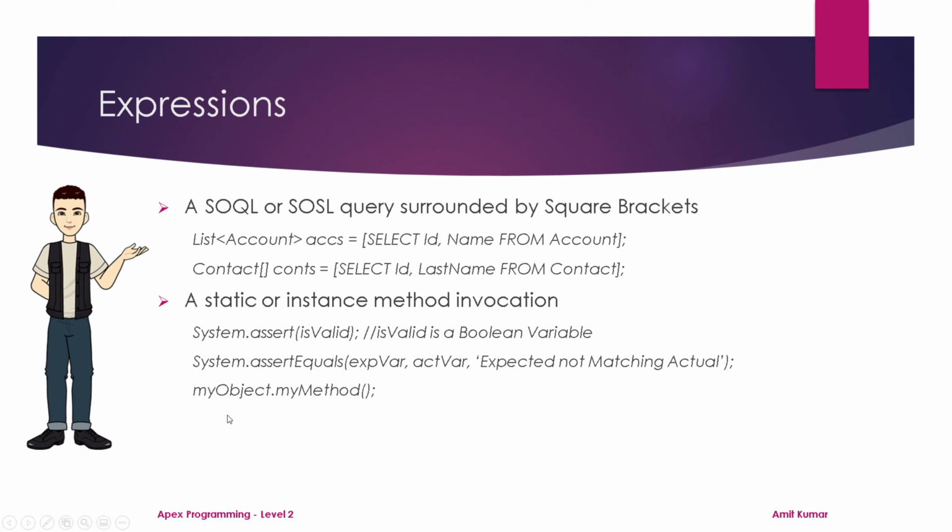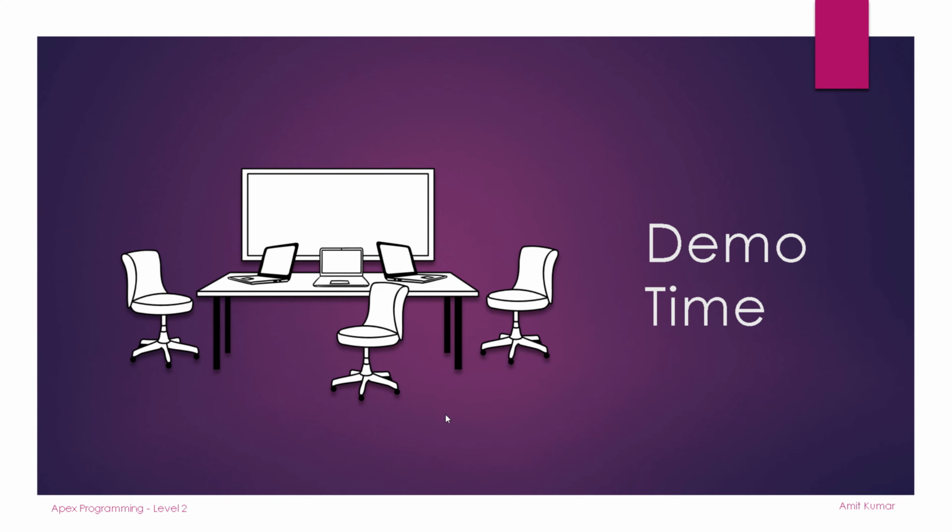We can also create an object of our class and call the method of it. In that case, this is an instance method, and they both are valid expressions. So that's pretty much all the talk, and now it's time to see things practically.